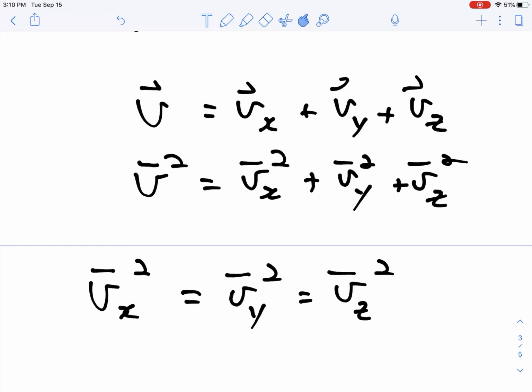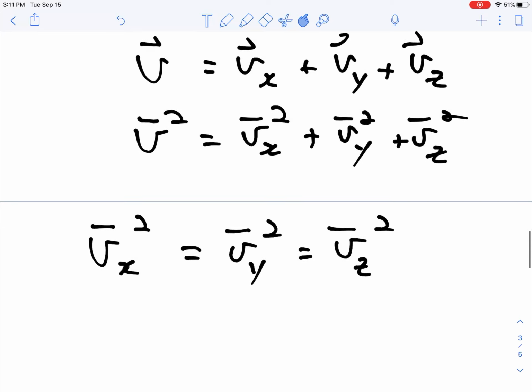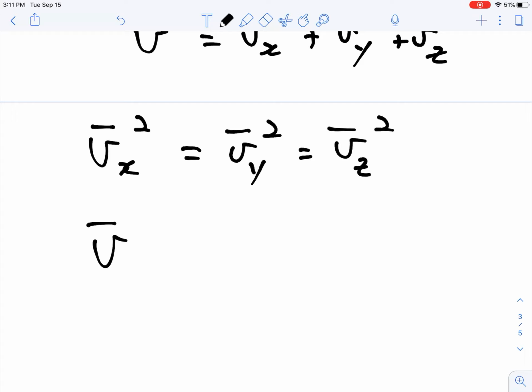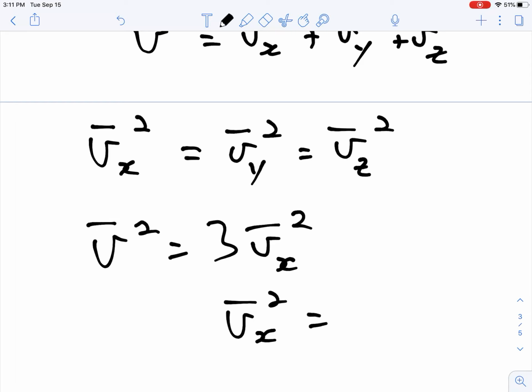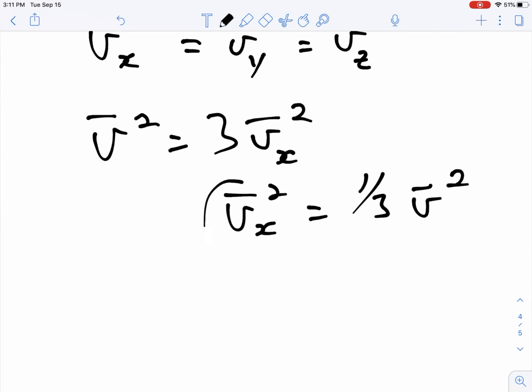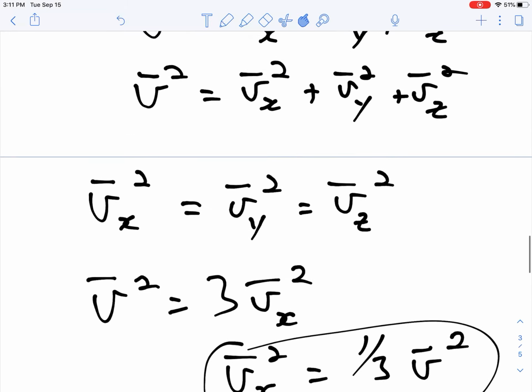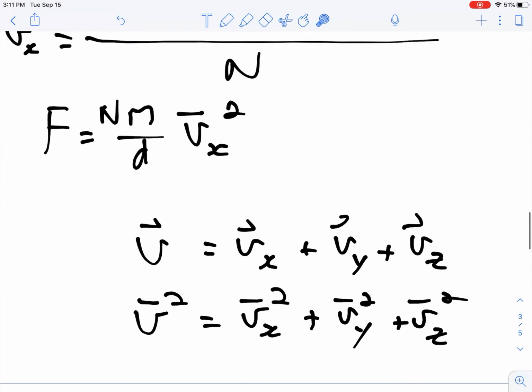We're moving totally randomly. And if we do that, that means the total average is going to equal 3 times that average, right? If all those are equal and I have 3 of them added together, then the total is 3 of those. Which means I can substitute that as being 1/3 the total average. So I can make that nice substitution. And where am I going to make that substitution? Why, right there. So let's do that.